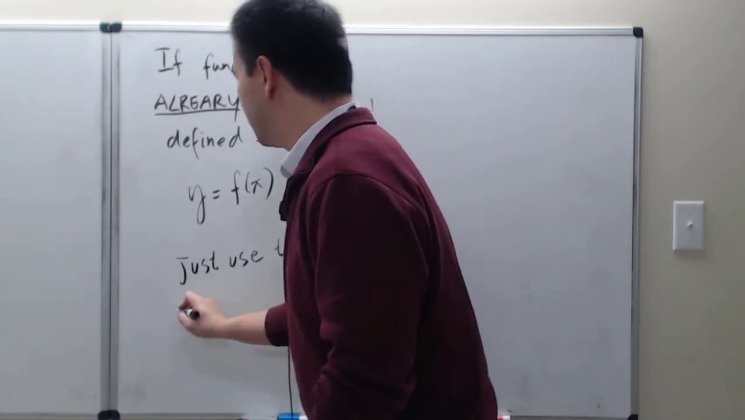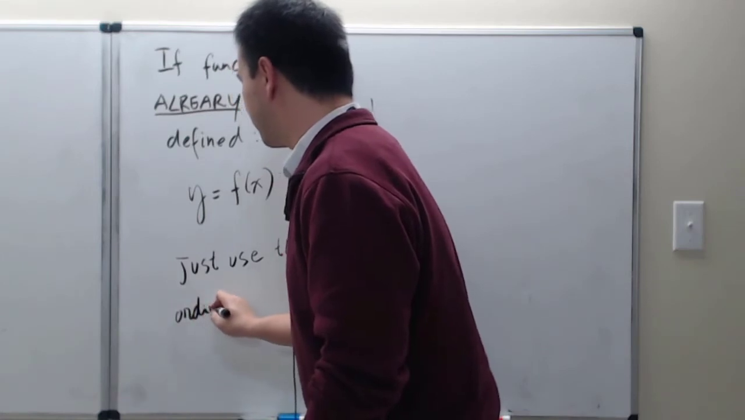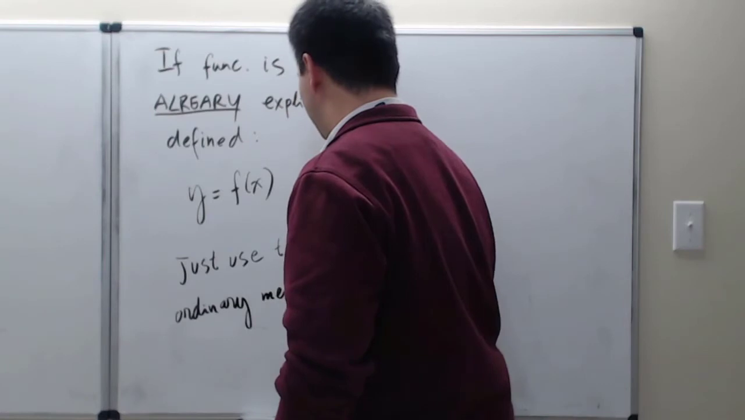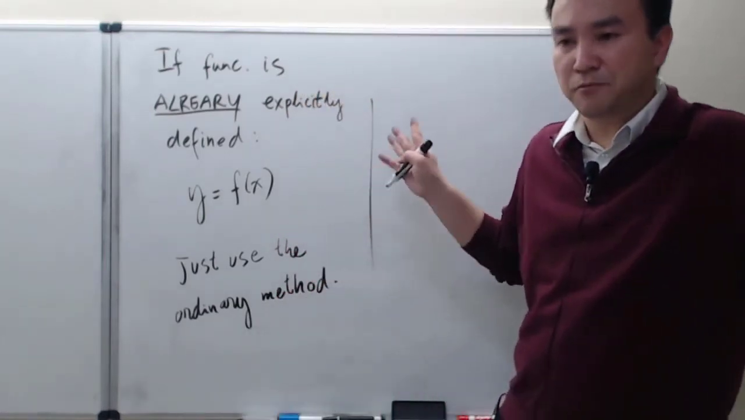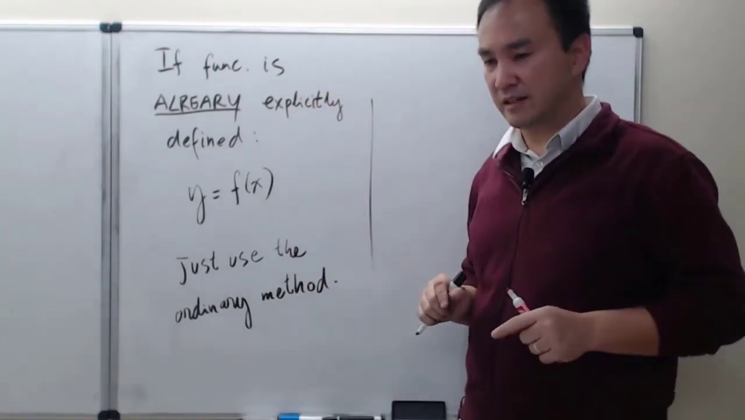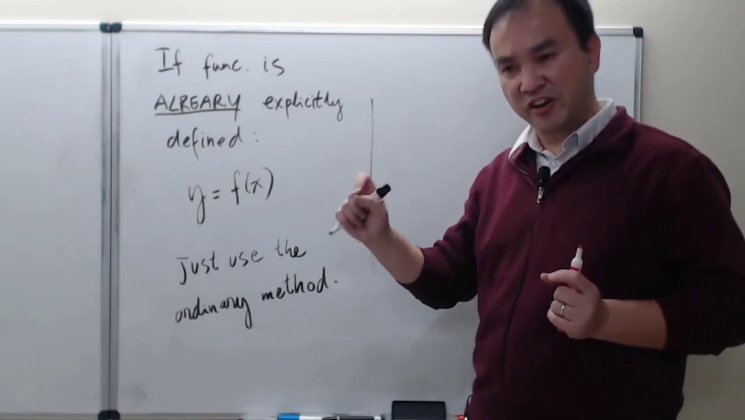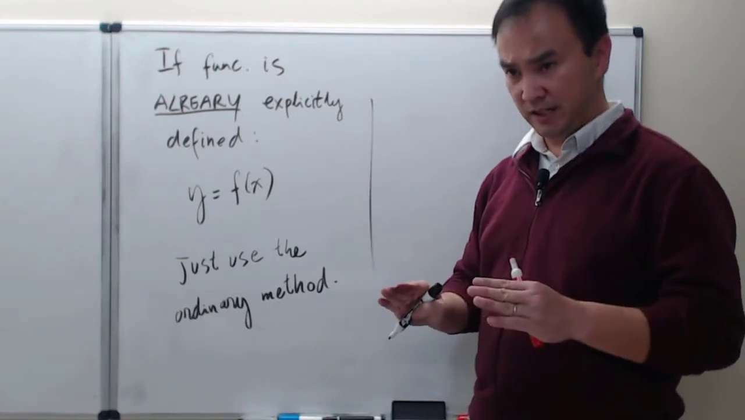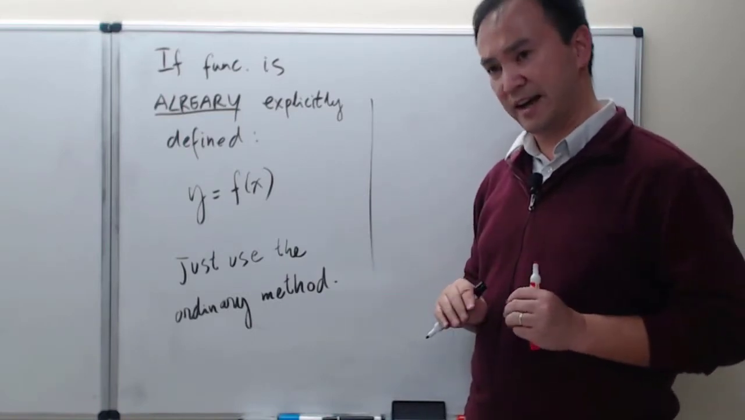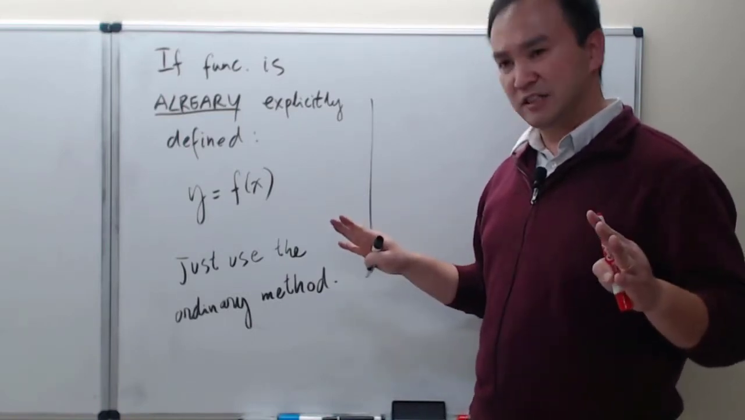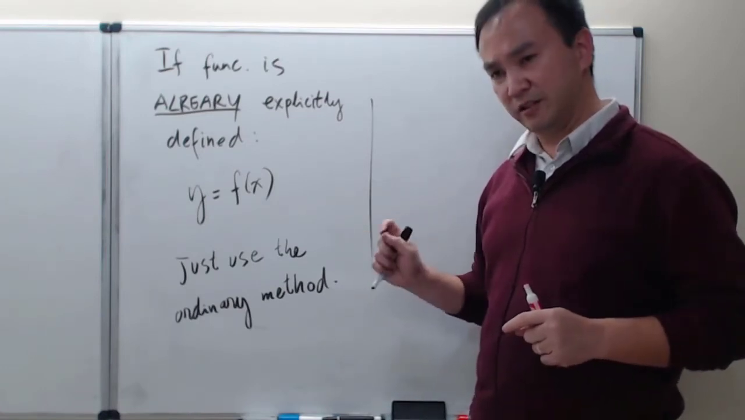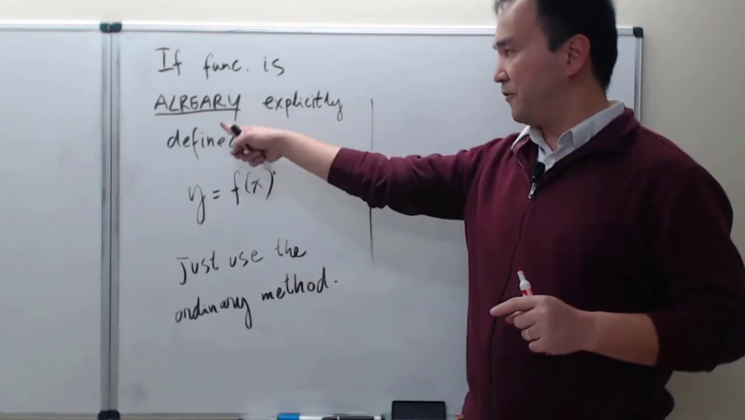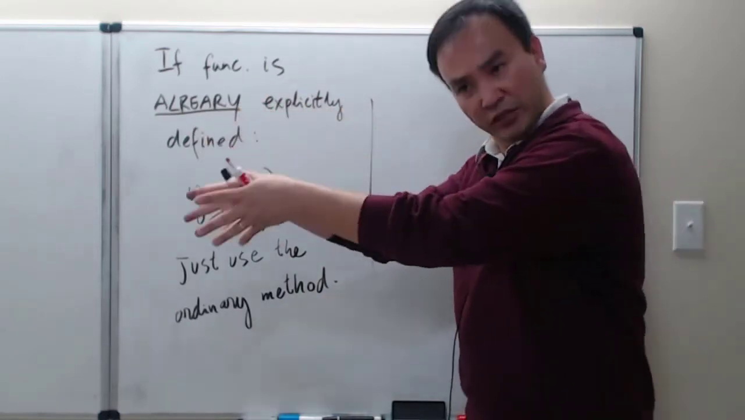So if it's like this, just use the ordinary methods, meaning any method you've learned prior to implicit differentiation. And trust me, up to the point where you've learned the chain rule, you have learned a really good amount of techniques, and they can handle over 90% of functions out there in terms of finding the derivative.